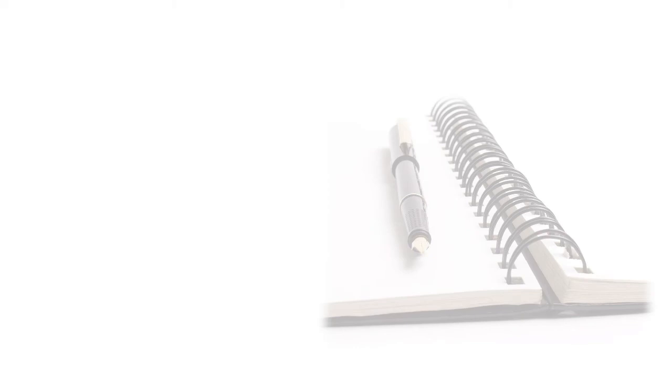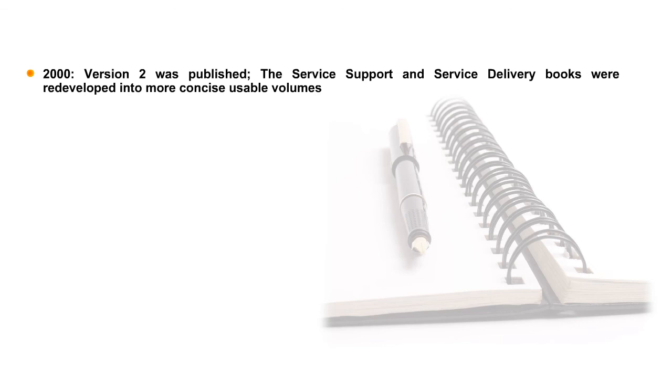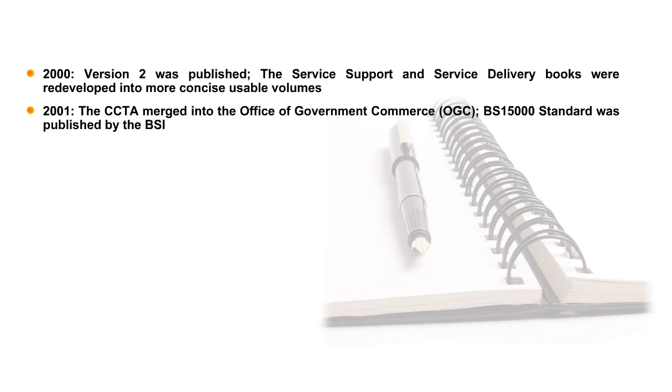ITIL History continued. In continuation to our last slide, this slide also explains the concept of history of ITIL. Later in the year 2000, version 2 was published. The service support and service delivery books were redeveloped into more concise, usable volumes. In the year 2001, the CCTA merged into the Office of Government Commerce, OGC. BS 15000 standard was published by the BSI.